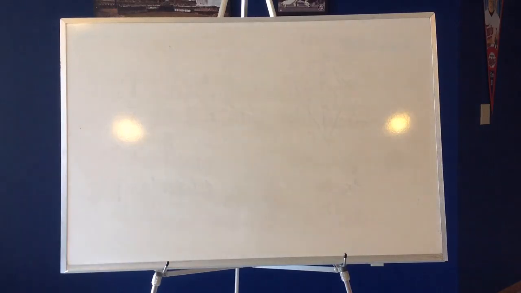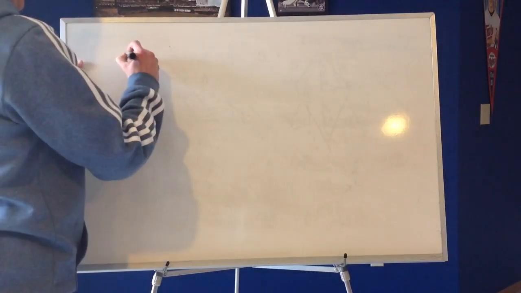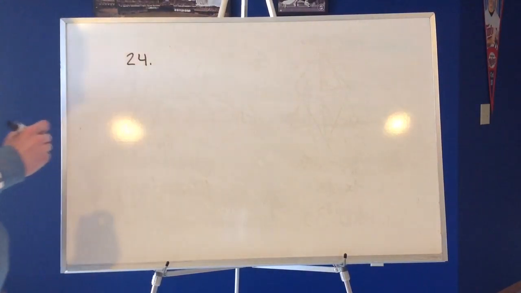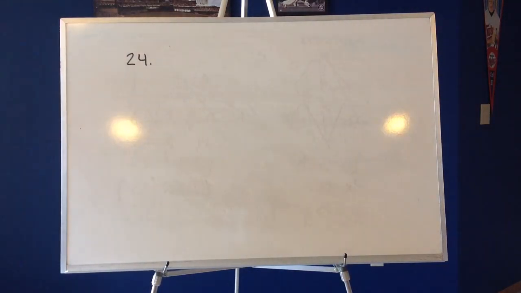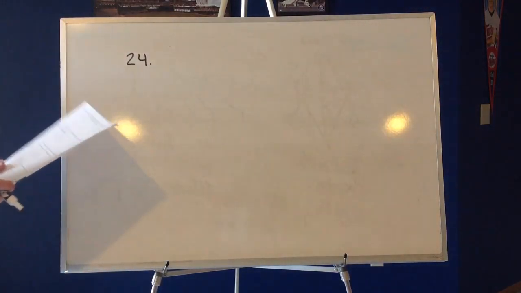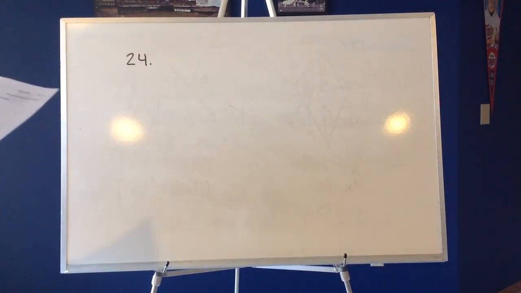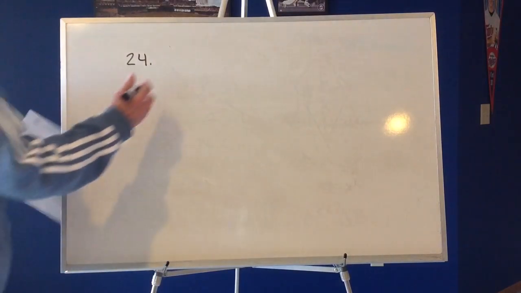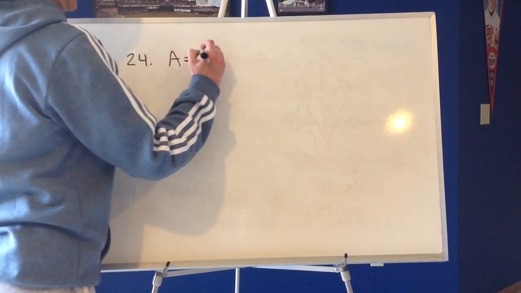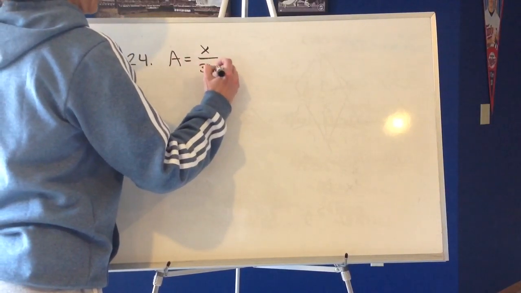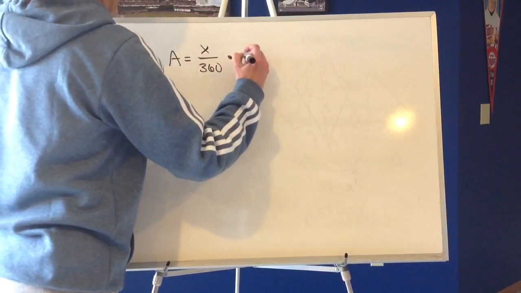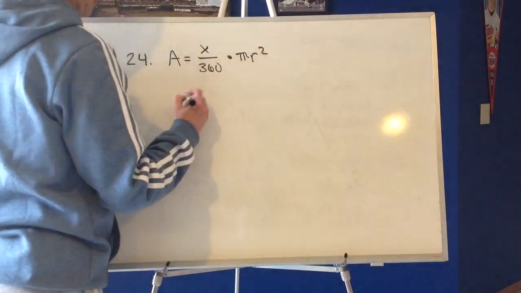And then 24 is the last one. And there was a mistake on 24. Someone pointed that out this morning. So I did put a little note in the directions. So make sure you're always reading those, but we'll still go through it. This one's area of a sector. So area of a sector is going to be x over 360. And then it's going to be pi r squared.